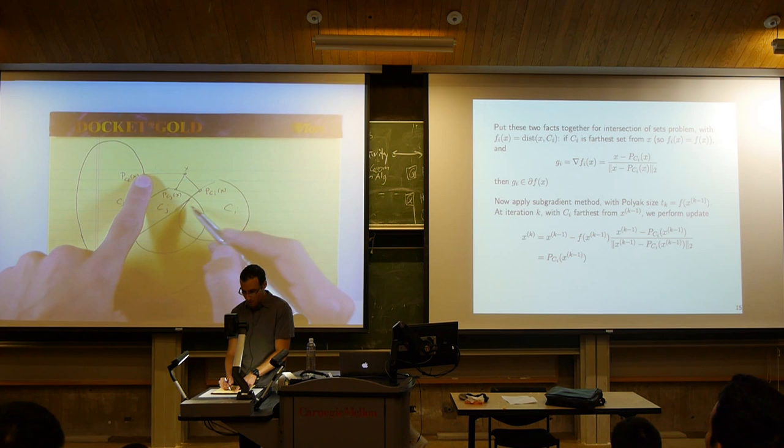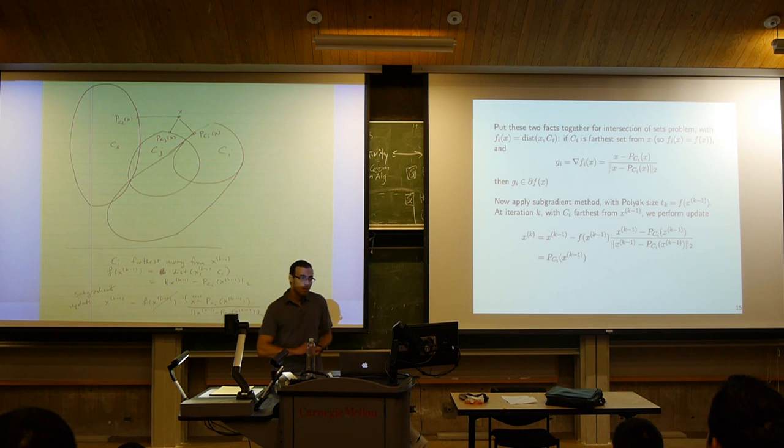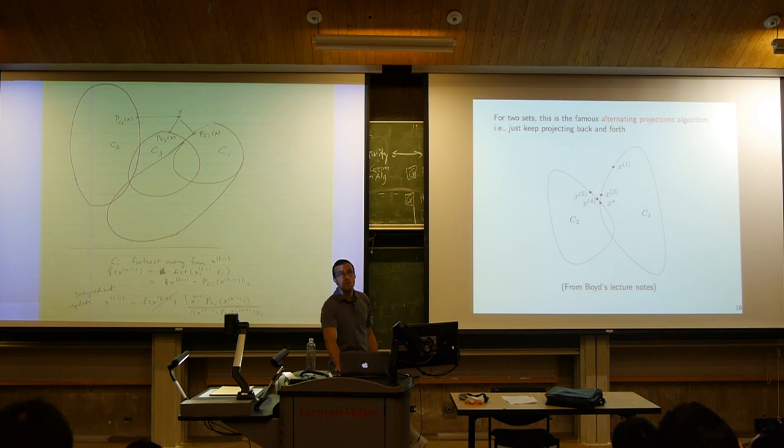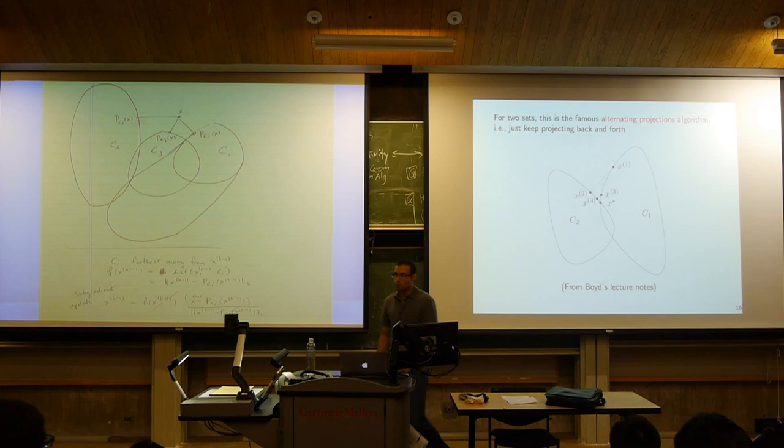Okay, so we repeatedly project ourselves onto the set that's farthest away from where we are currently, and we'll end up eventually at a point that's in the intersection of all of our sets. So it's the well-known alternating projections algorithm. A special case of this, with just two sets, is that we're just repeatedly projecting onto the other set, right? Because as soon as you project onto a set C1, your distance to C1 is 0, and set C2 is the farthest set away. So with two sets, it's just alternating projections. With more than two sets, it's always projecting onto the farthest away set. Okay, so it's a very natural algorithm.